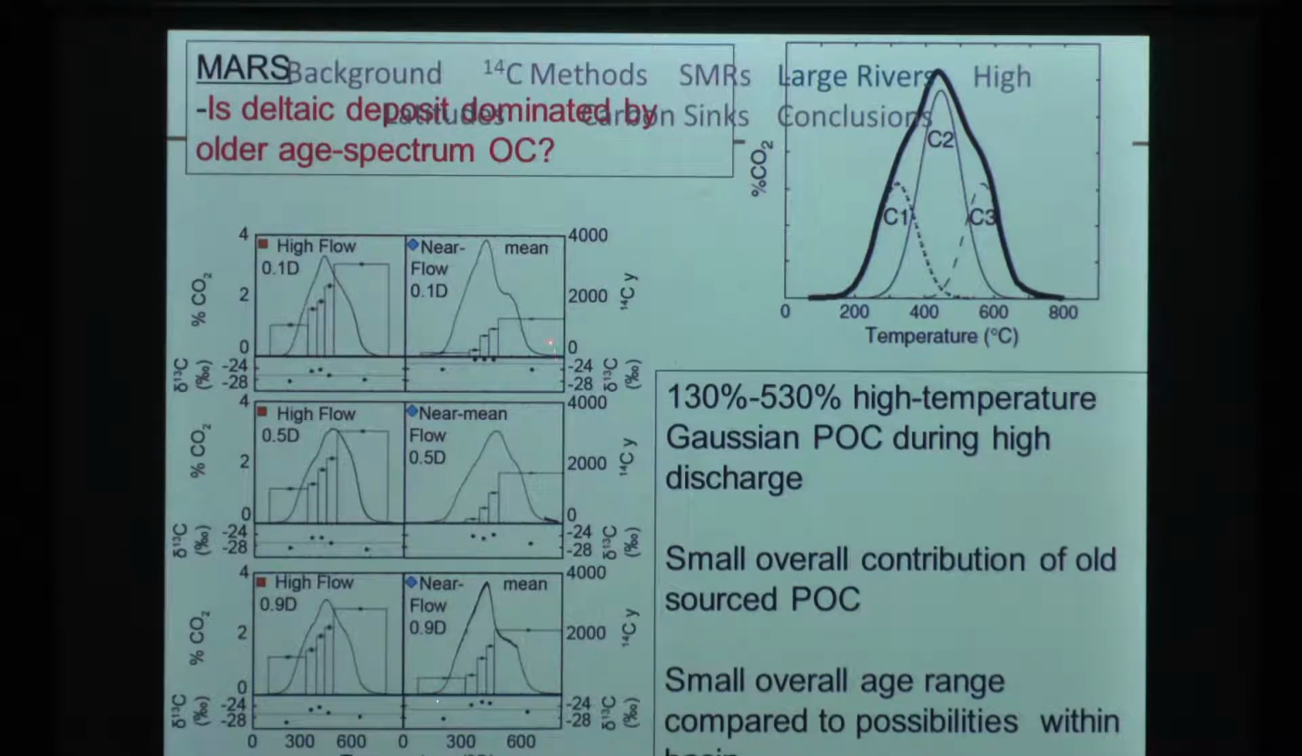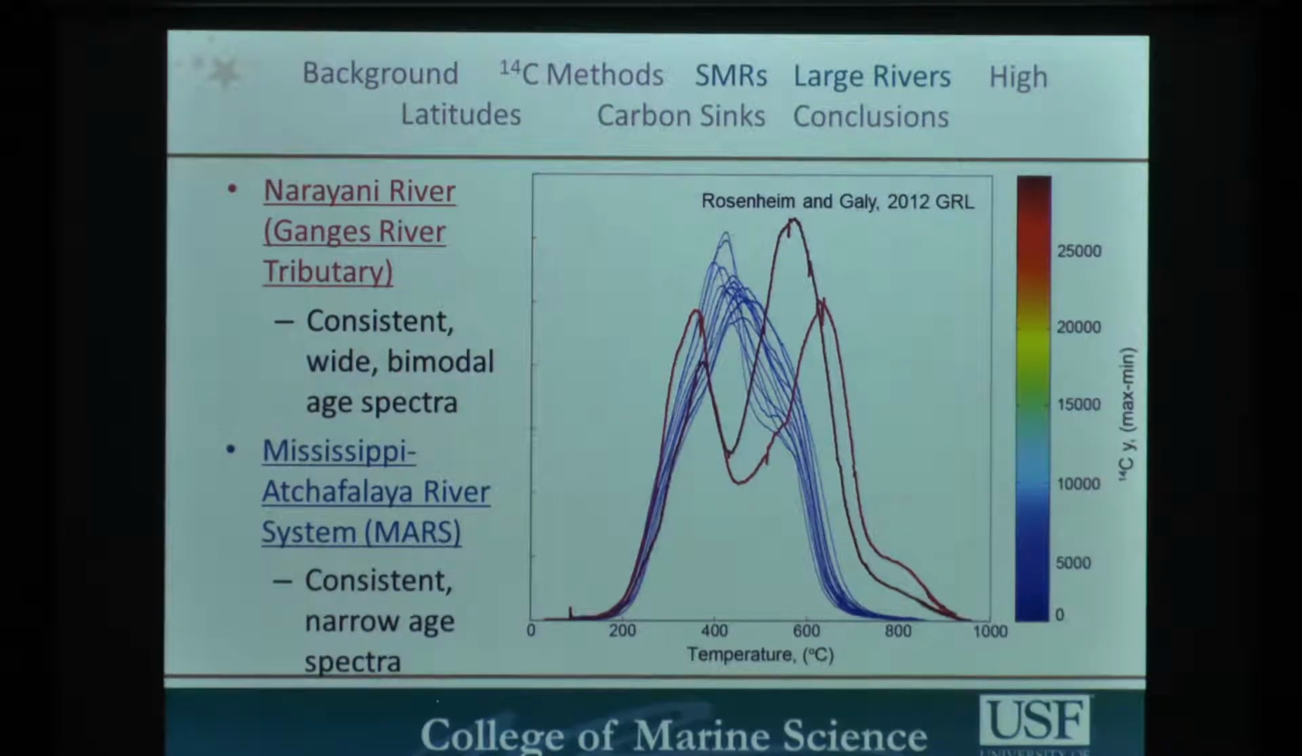Where is the old carbon here? We really don't see it. So it's very interesting. Now, this is sort of a conglomeration of both the SMR work and the large river work. All of those plots that I just showed on the last one from the Mississippi are shown here, as well as the Ganges Brahmaputra.